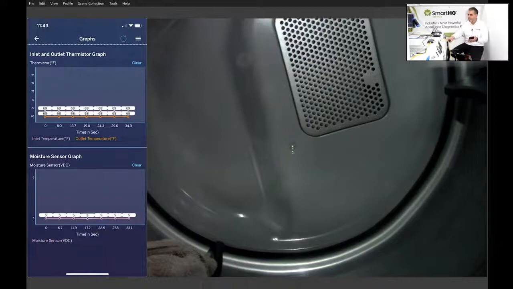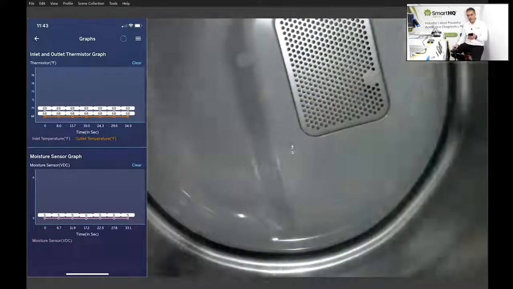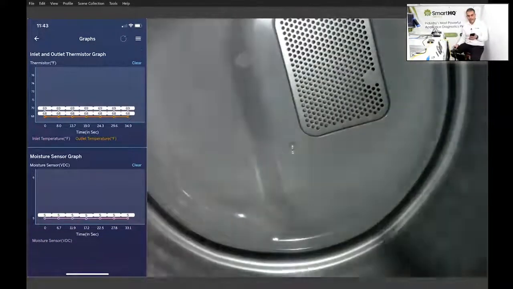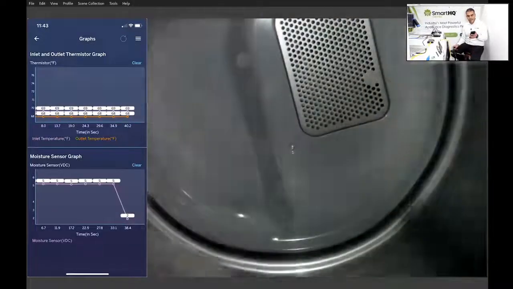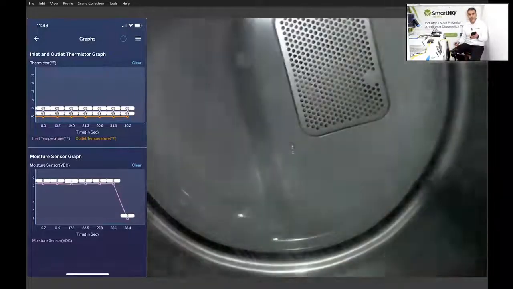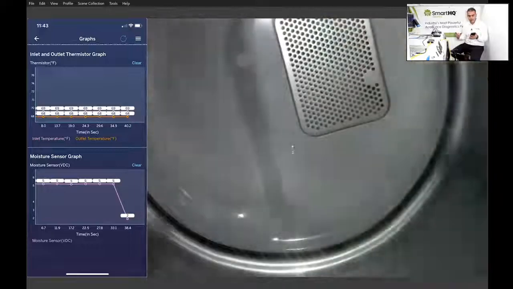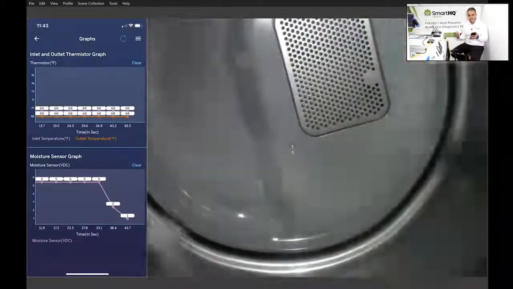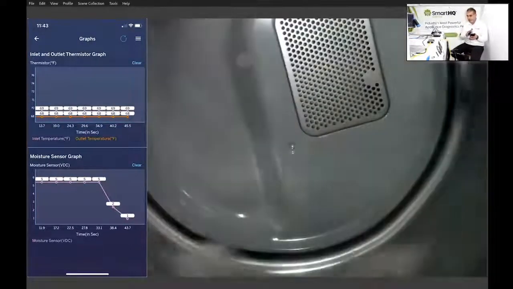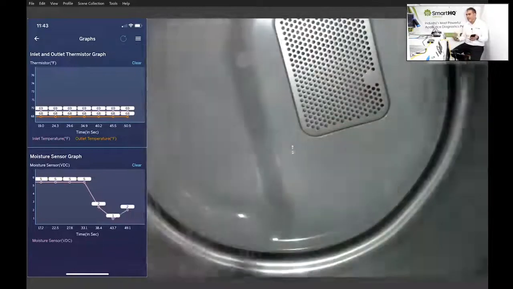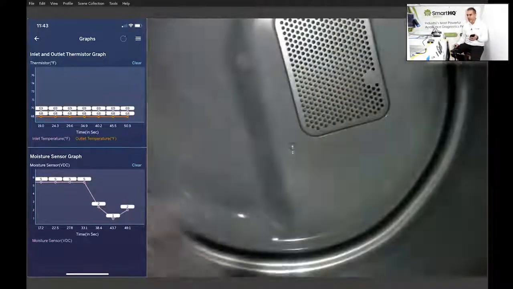So let's go ahead and get started with this. We're just going to hit the start key on the dryer. And once we do that, you're going to start to see first the moisture sensor graph change, right? You saw the value drop from 5 volts to 2 volts DC. And that's an indication that the clothes are wet. Okay, that's 100% the clothes are wet. What I have there, by the way, in case you're wondering, is just a couple of wet towels.